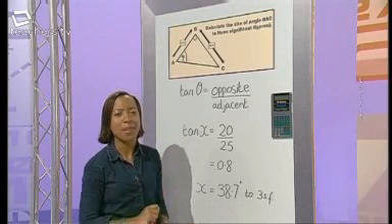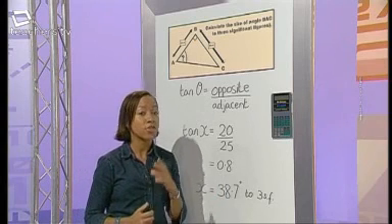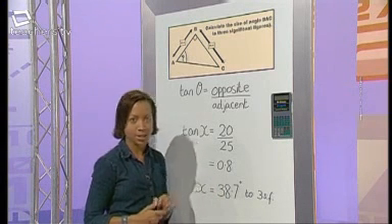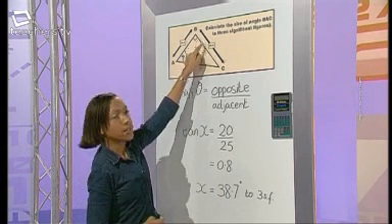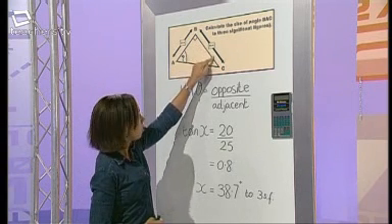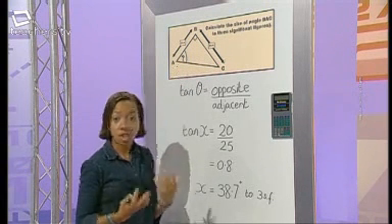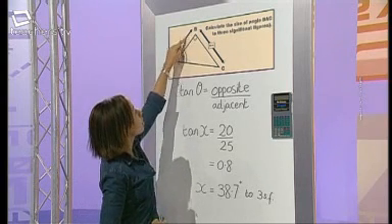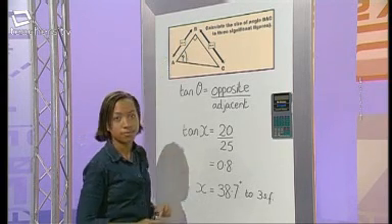OK, I was wrong. I made a common mistake, which is to identify the sides of the triangle incorrectly. Remember, the opposite side is the side opposite the angle theta. And the adjacent side is the side next to the angle theta.